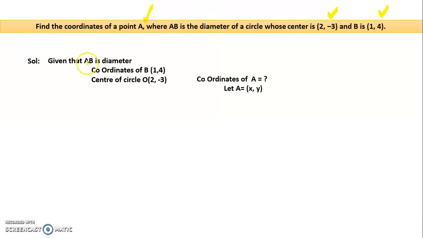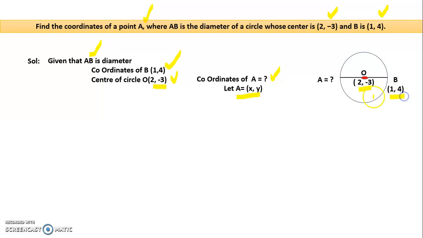So now coming to the solution, given AB as a diameter, the coordinates of B are (1, 4), the coordinates of the center O are (2, -3), and A we need to find out. Let that coordinate be A (x, y). So this is a diagrammatic representation. AB is the diameter and O is the center. So here is the center, and these two are given points, and A we need to find out.